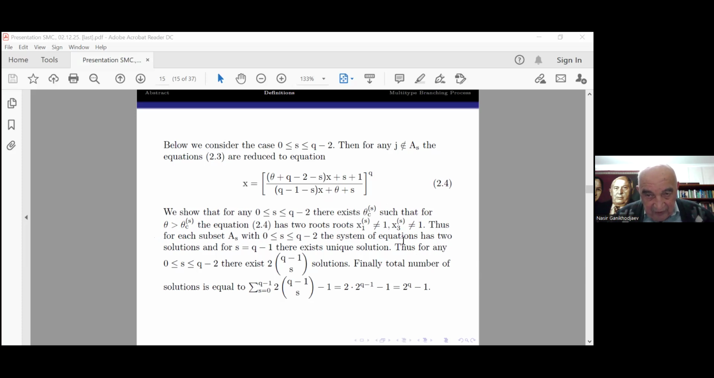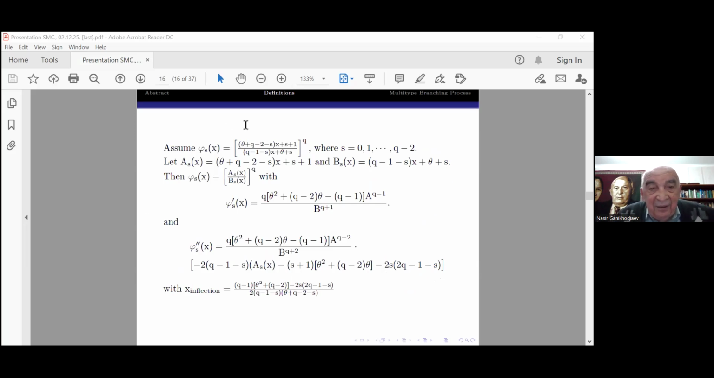for each such equation two solutions, and for S equal to minus 1 it was already shown that there exists a uniform distribution. Thus, totally there exist so many solutions. And finally, this is the answer: their number is 2 to the power q minus 1. Now we can investigate the exact value of these two roots.